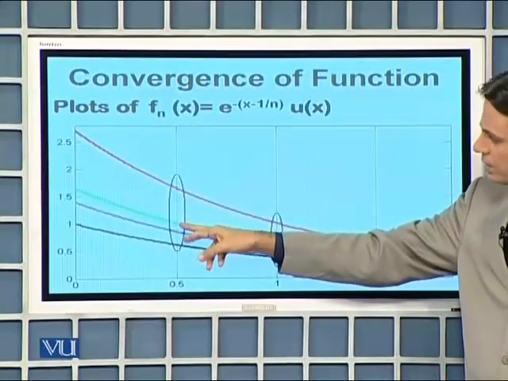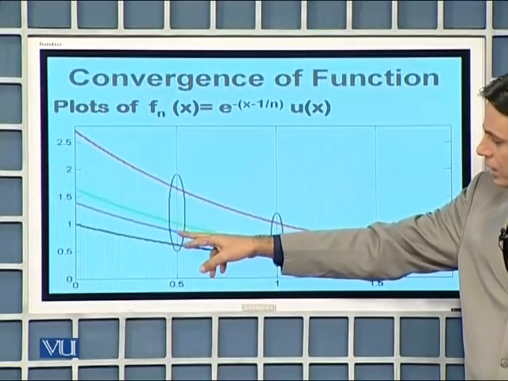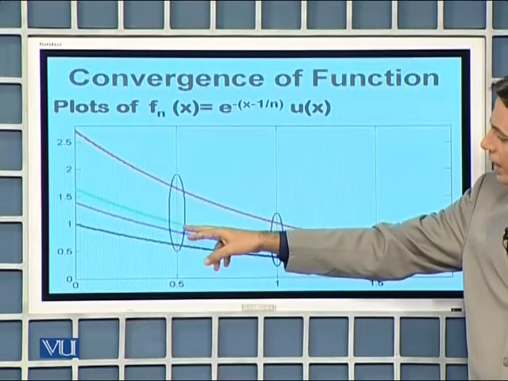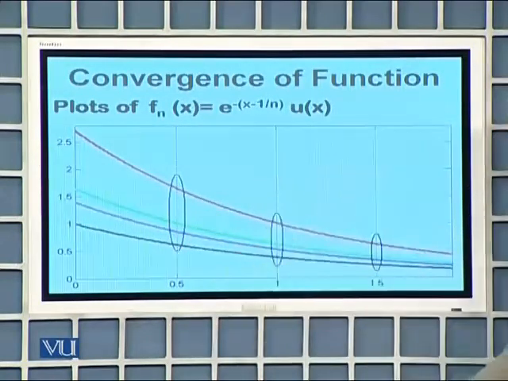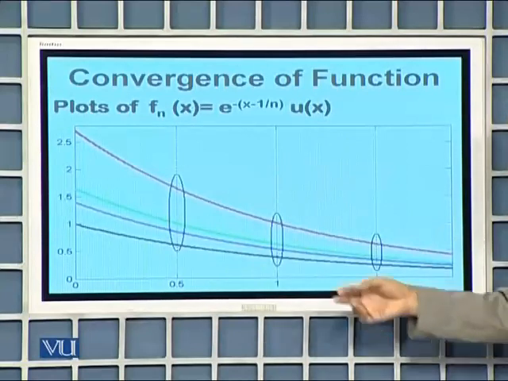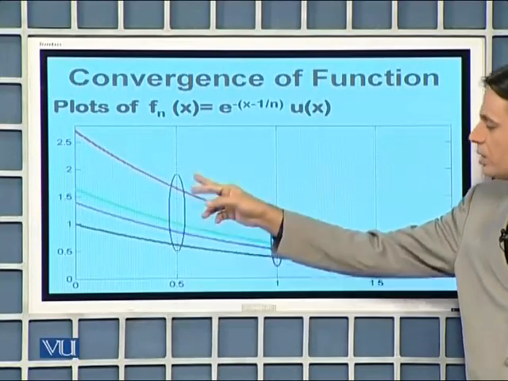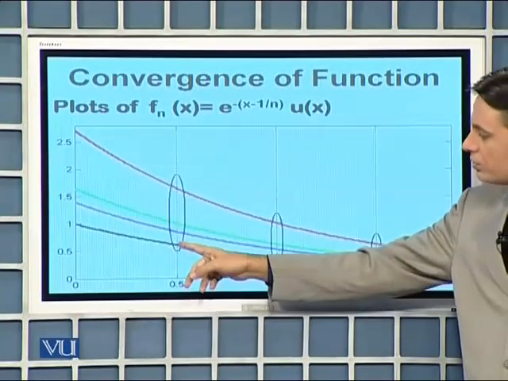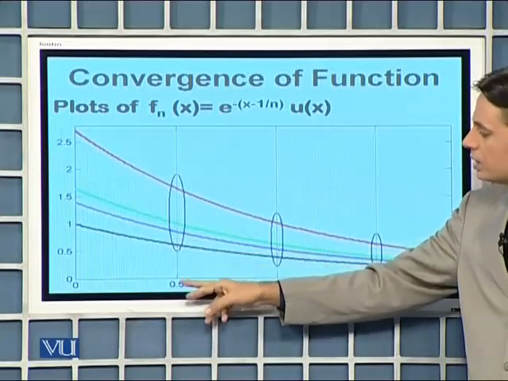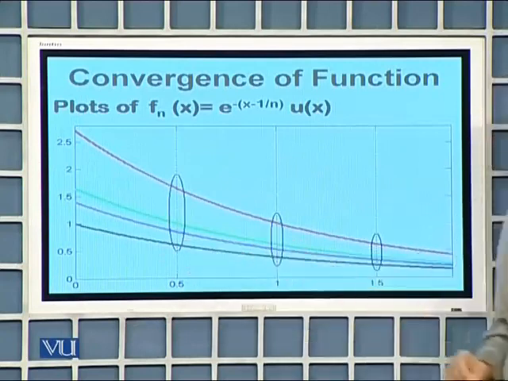The second function gives a value between 1 and 1.5. The third function gives a lower value, and if you keep on going from lower indexed functions to higher indexed functions, the values at domain value of 0.5 will become smaller and smaller, and eventually they will converge to this value, which is e raised to power minus 0.5.